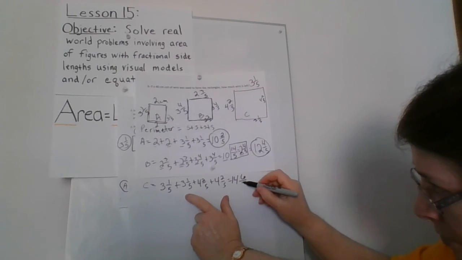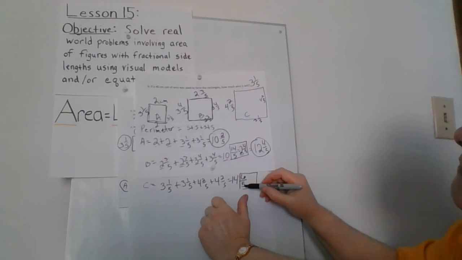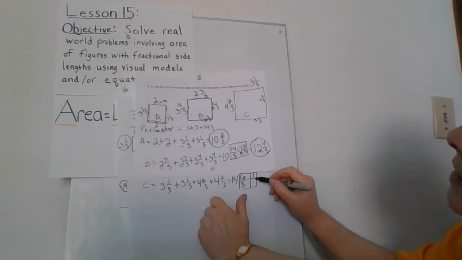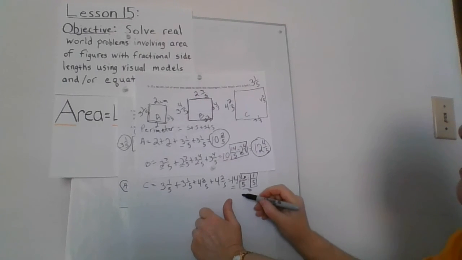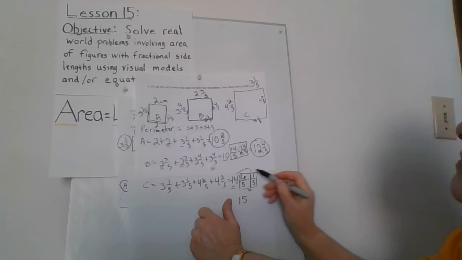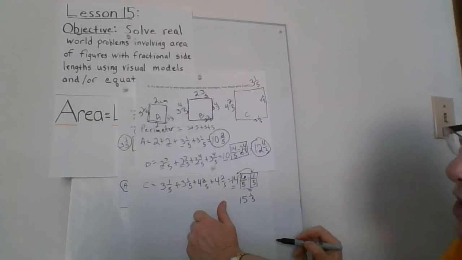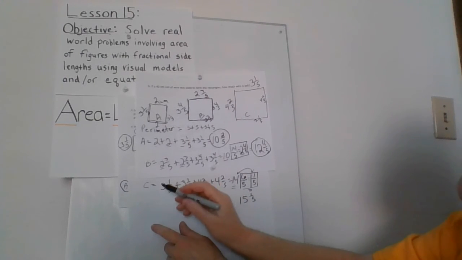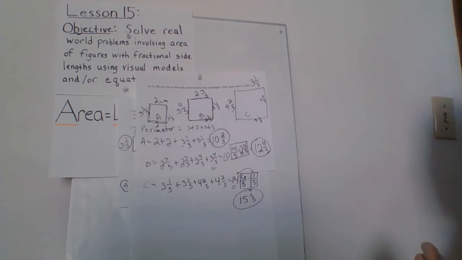My denominator was 5. This is improper, so I need to change that. 5 fits into 6 one whole time with 1 left over. Okay, so now I have to put my 2 whole numbers back together, and I end up with 14 plus 1 is 15. Add these 2. And then 1/5. So my perimeter for letter C is 15 1/5.